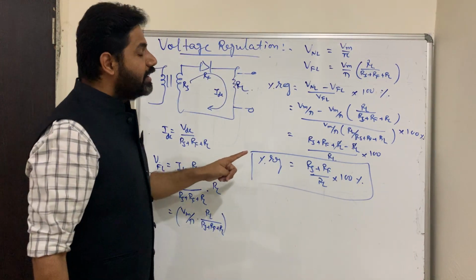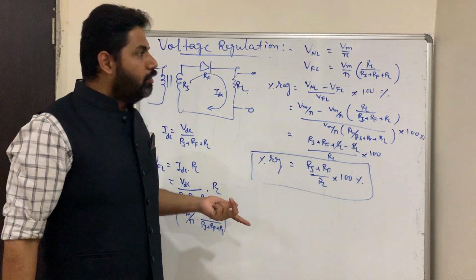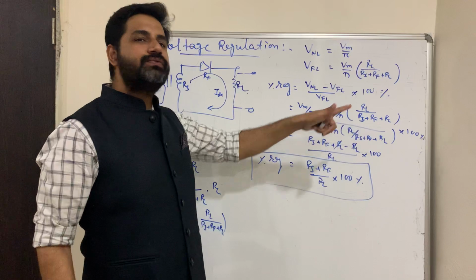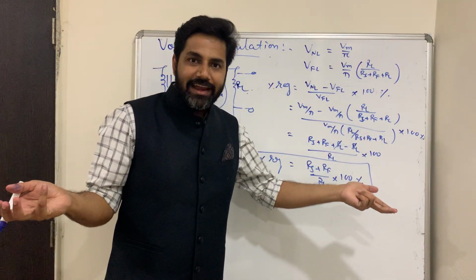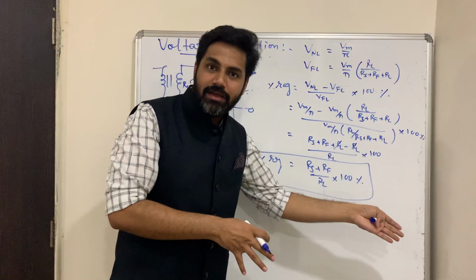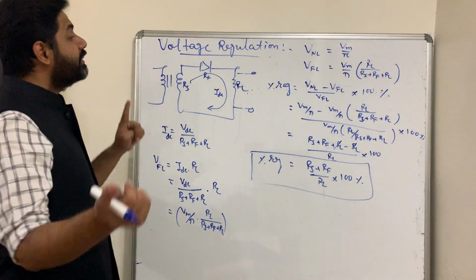Fine. So here, ideally, what should it be? Regulation should be 0. मतलब नो लोड माइनस फुल लोड अगर 0 हो गया, मतलब नो लोड इज इक्वल टू फुल लोड. Fine. Voltage should not change. Is it clear? So we have understood what percentage regulation is. Fine. Write down.